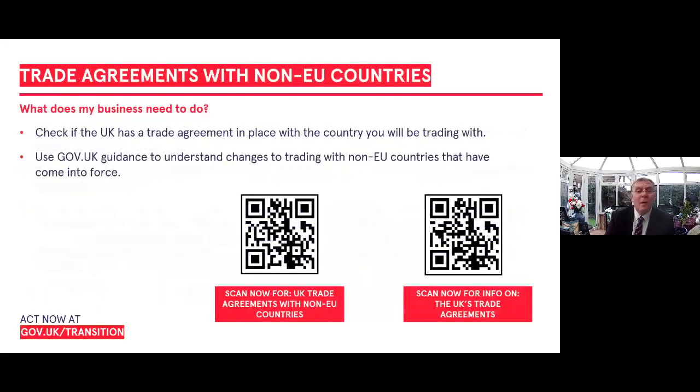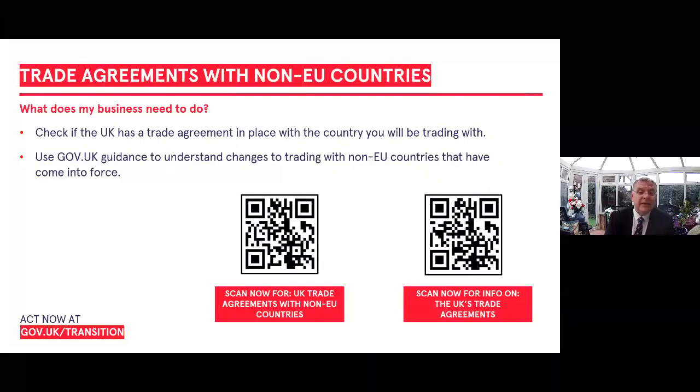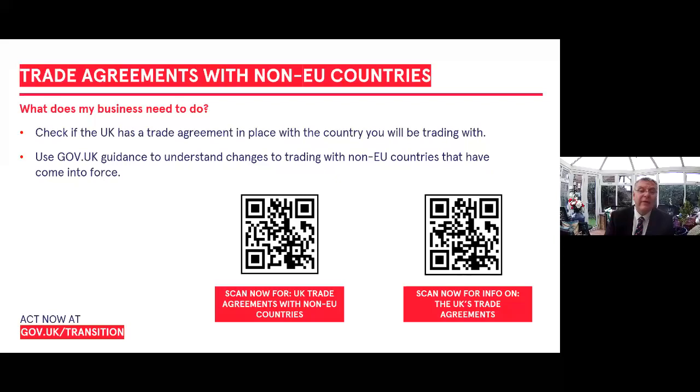For your business, we ask you to take the necessary actions to understand trading with non-EU countries now the transition period has ended and EU trade agreements cease to apply to the UK. You should check if the UK has a trade agreement in place with the country you will be trading with. Where trade agreements are in place, UK businesses are able to continue to trade as they did before the transition period ended. Any significant changes are set out on gov.uk.